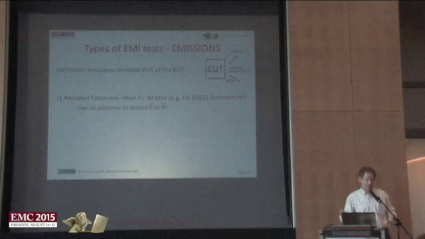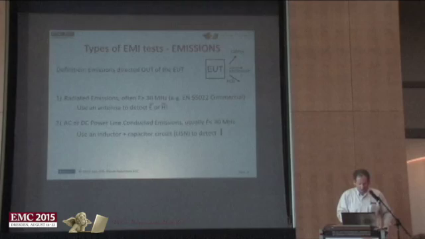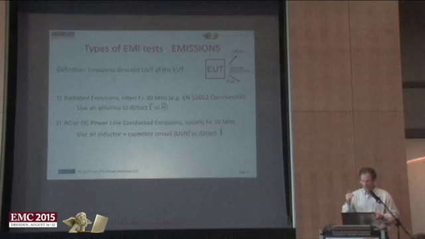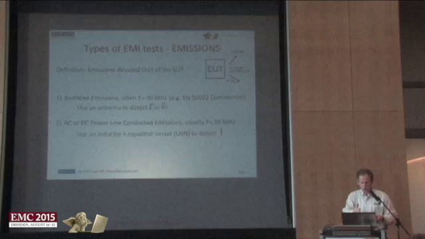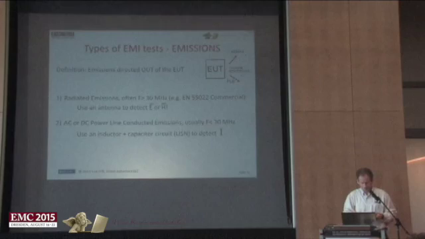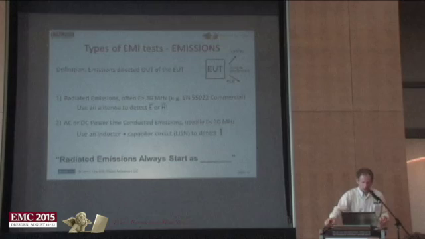There's a few that tell us to measure the magnetic field. And then the other emissions tests, AC or DC power line conducted emissions tests, are usually at lower frequencies. We use some sort of weird circuit to detect the noise current flowing out of the power connection or sometimes the network connection of the system. But most importantly, I would just say is that radiated emissions always start as a current.